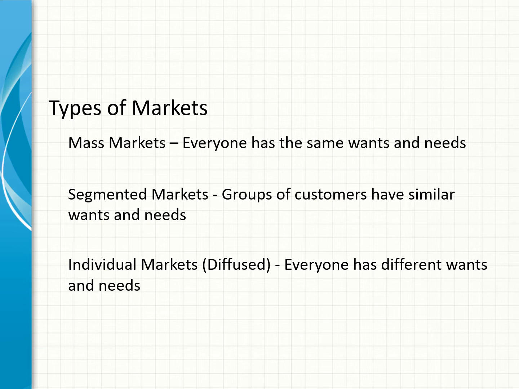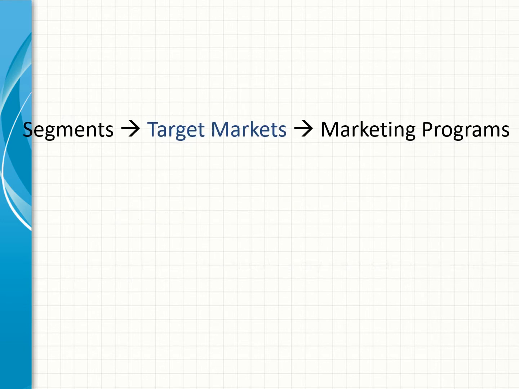All right, so here's the problem. The problem is there are virtually no mass markets and there are virtually no individual markets, and almost every market is segmented, and that's why the notion of segmentation is so important. Now, the idea here is that segments lead to target markets, and those target markets then lead to marketing programs. So we identify homogeneous groups of demand, then we identify target markets, and we then identify marketing programs to focus on reaching those segments by focusing on specific target markets.